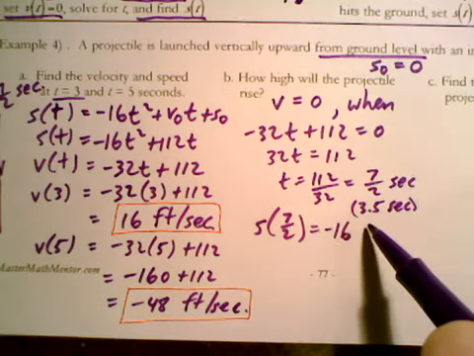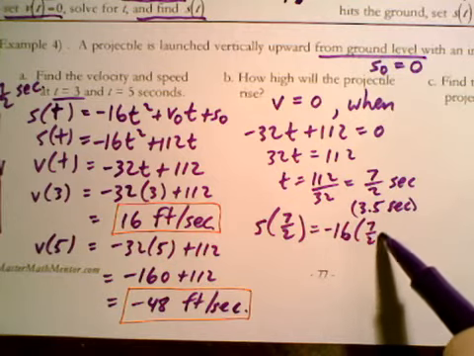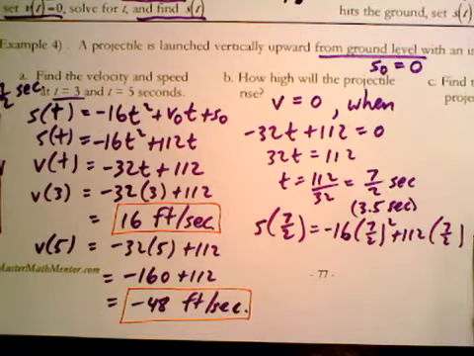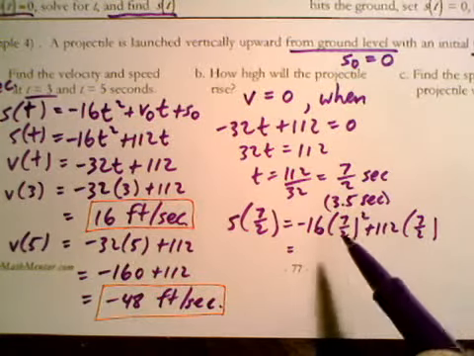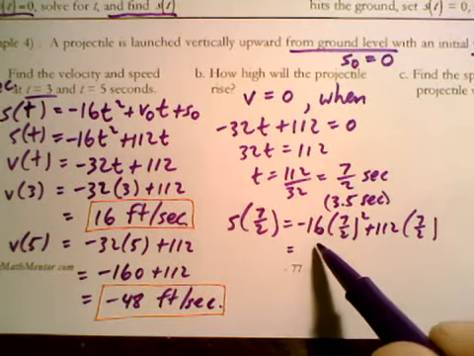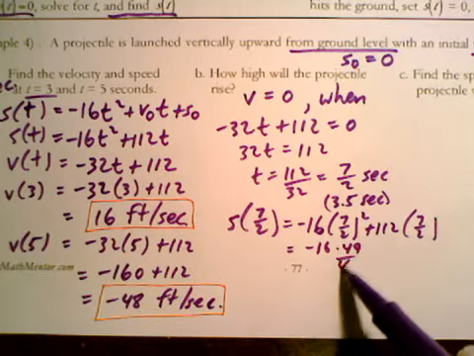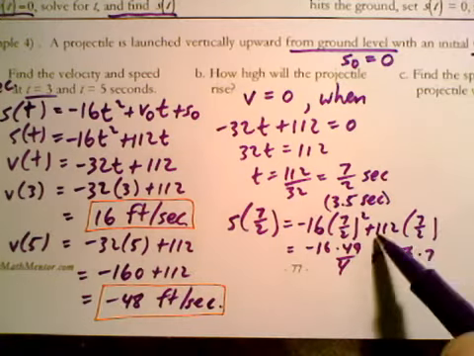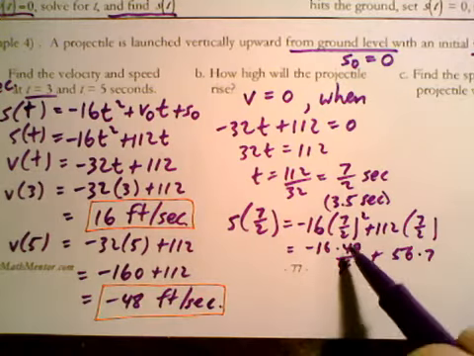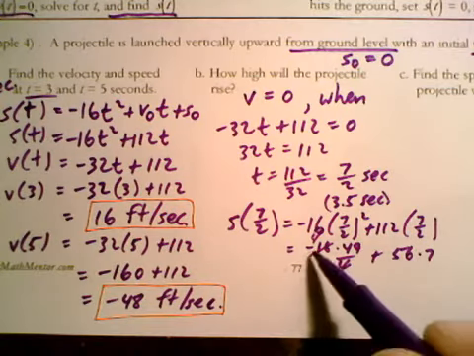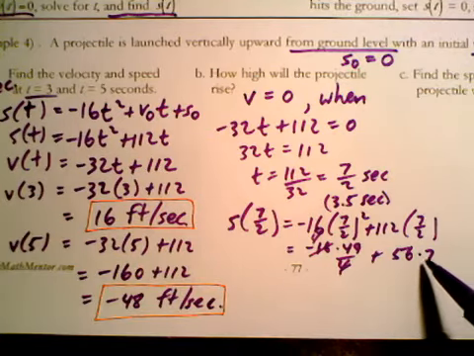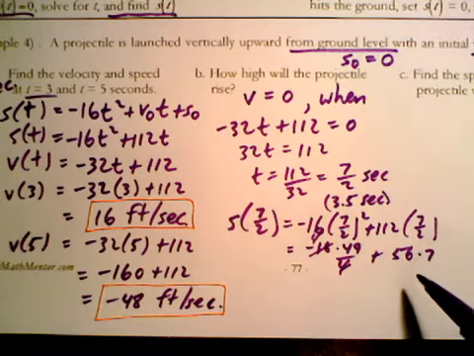That's negative 16 times t squared, so 7/2 squared, and then plus our 112 multiplied by our 7/2, and then plus our initial position, that's 0. Well, negative 16 times 7/2 squared, that's negative 16 times 49 over 4, plus 56 times 7, because 2 goes into 112 56 times, 4 goes into 16 4 times. What in the world is that?